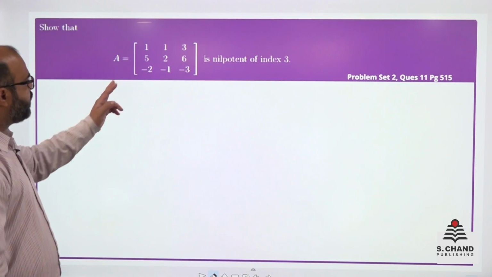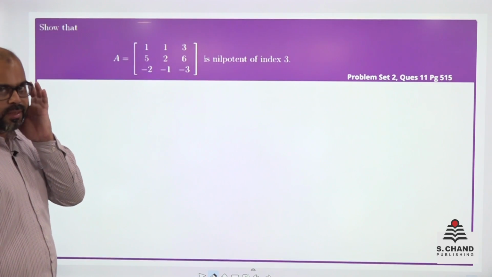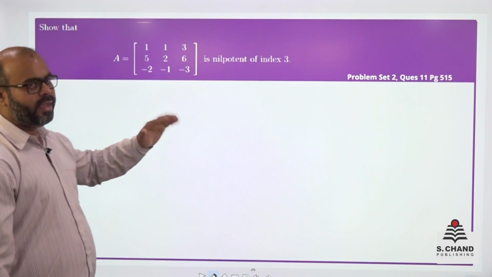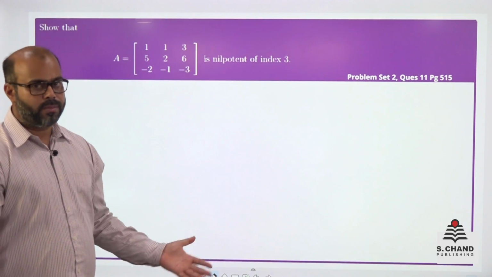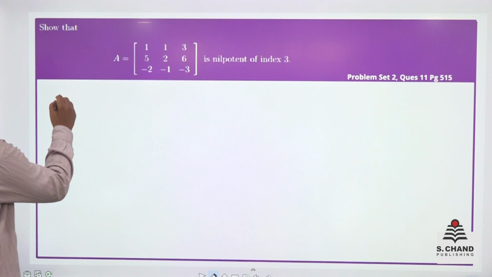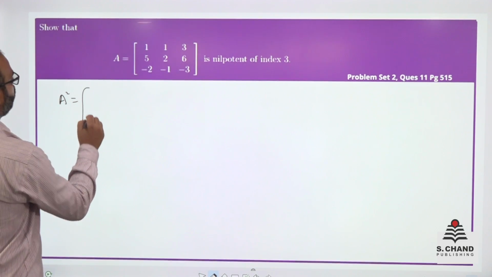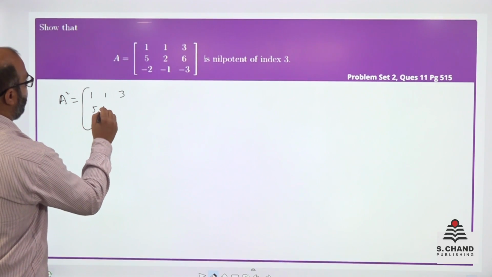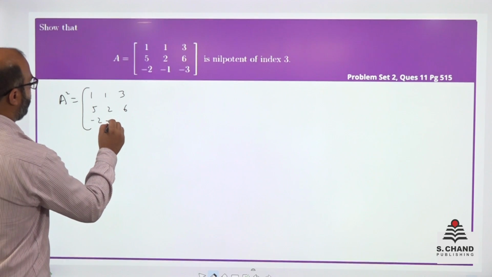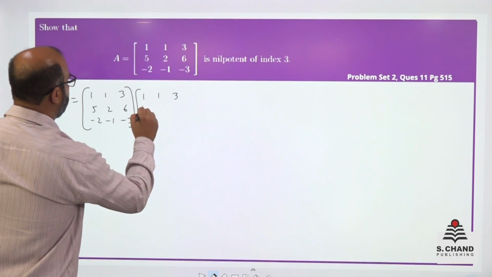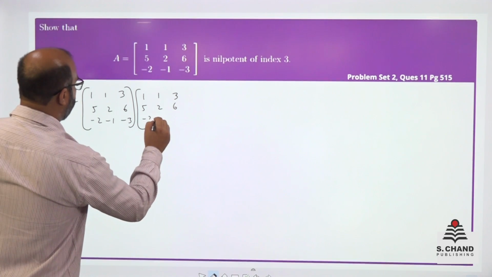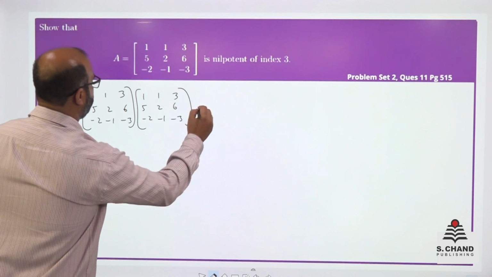Let us come to the next question. Show that A matrix is nilpotent of index 3. That means if you take A square, that should not be equal to 0, but if you take A cube, that should become 0. So let us see A square. A square is equal to the matrix 1, 1, 3, 5, 2, 6, minus 2, minus 1, minus 3, getting multiplied with itself.